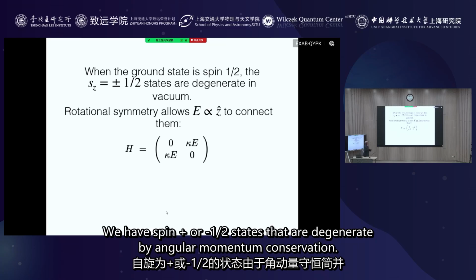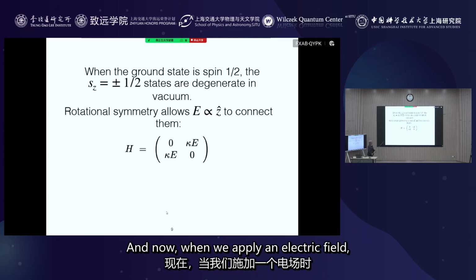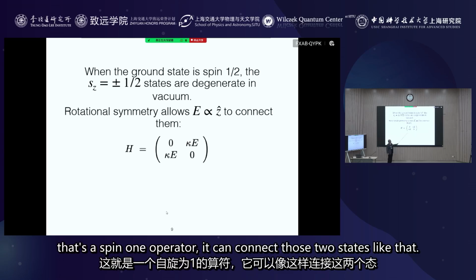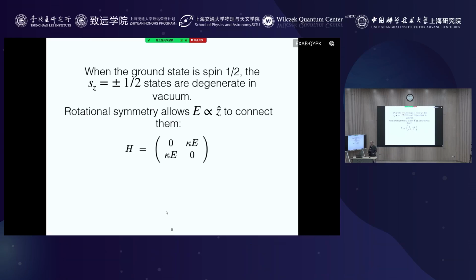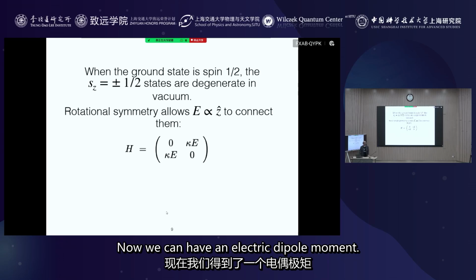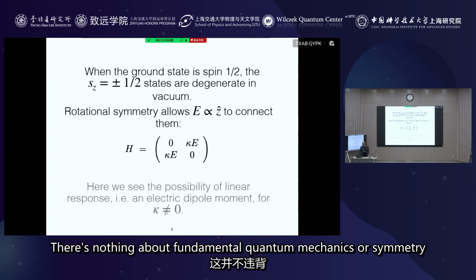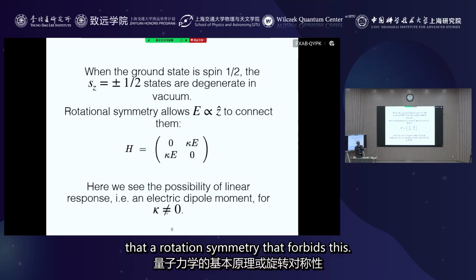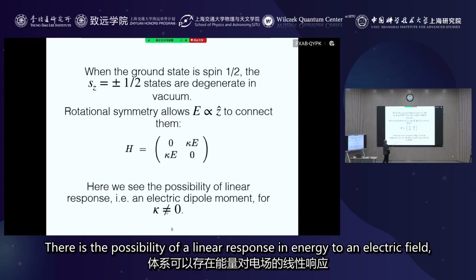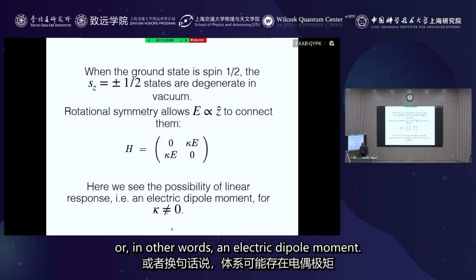So we have spin plus or minus 1/2 states that are degenerate by angular momentum conservation. And now, when we apply an electric field, that's a spin 1 operator, it can connect those two states. And now we can have an electric dipole moment. There's nothing about fundamental quantum mechanics or rotation symmetry that forbids this. So there is the possibility of a linear response in energy to an electric field, or in other words, an electric dipole moment.